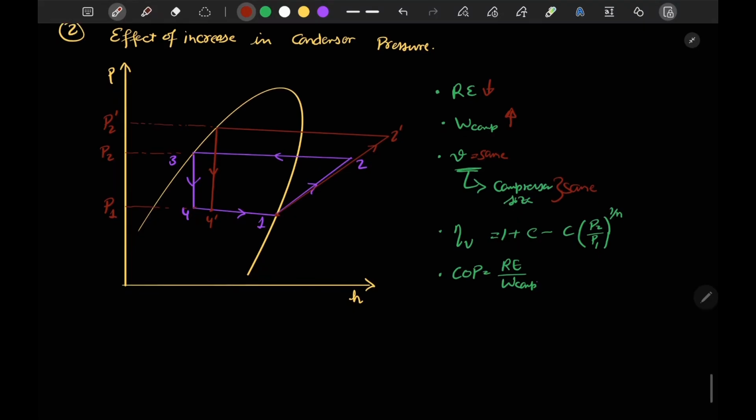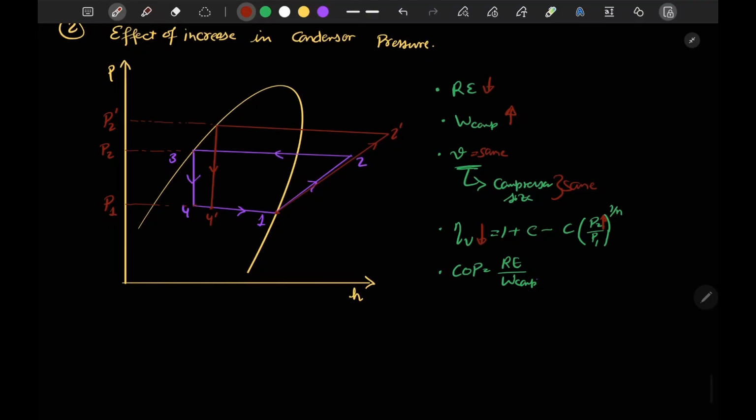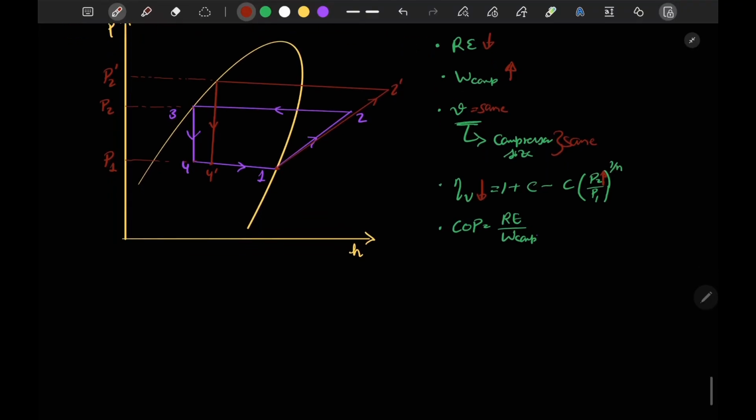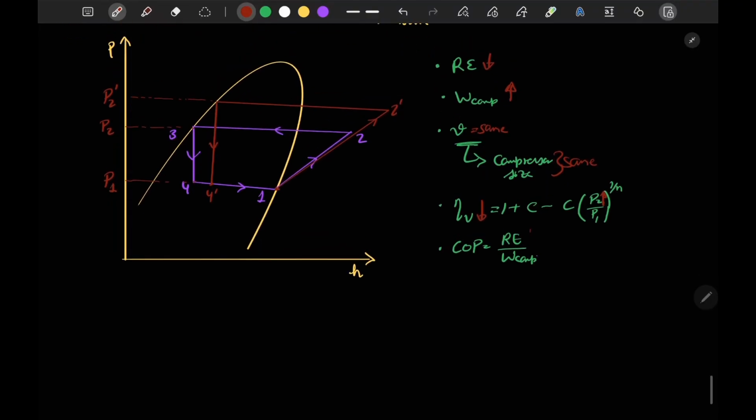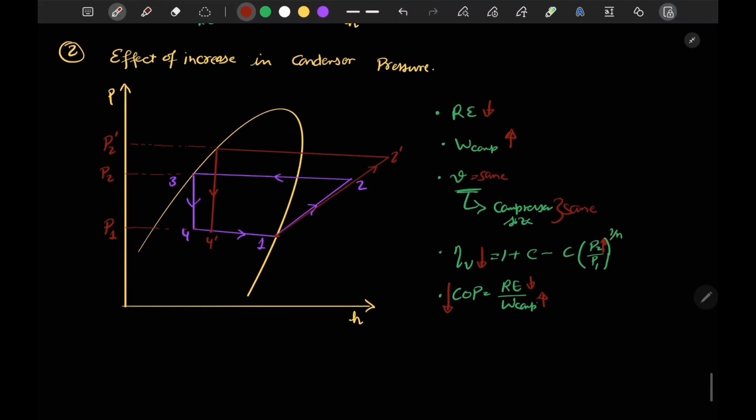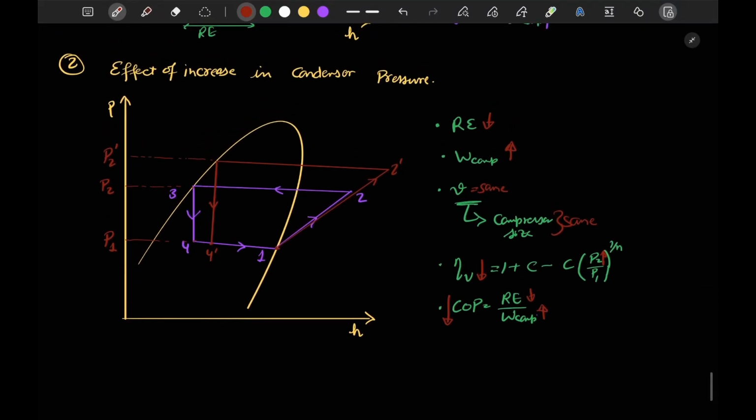Now if we talk about volumetric efficiency, from here we can say that the P2 value is increasing, so this whole value is increasing. So the volumetric efficiency of the compressor will be decreasing. If we talk about COP, we see that the refrigeration effect is decreasing and the work done by the compressor is increasing, so COP is also decreasing. Now I hope you get this point.